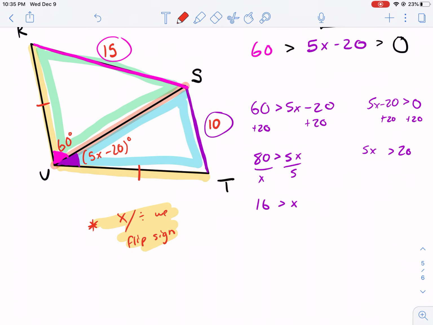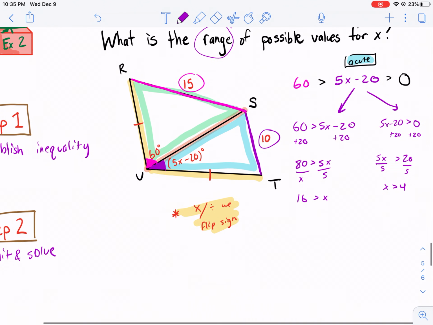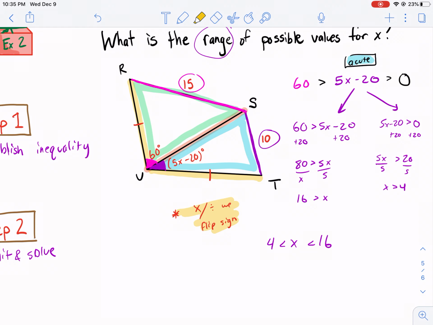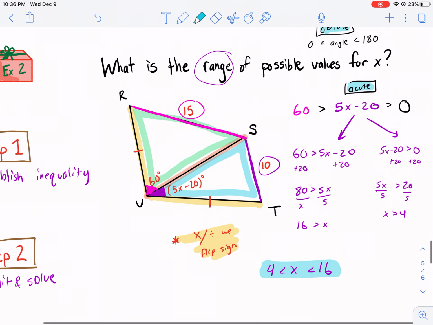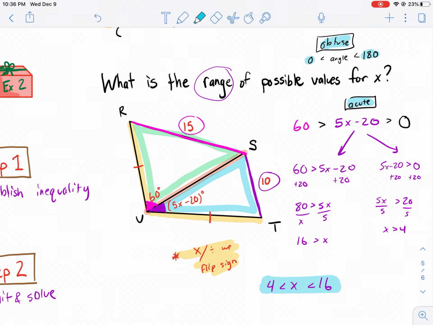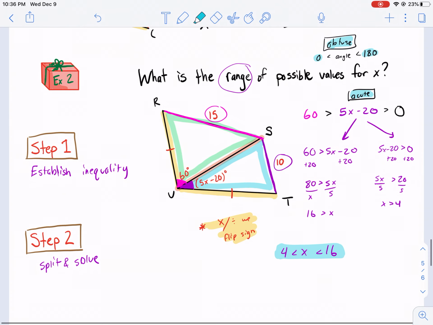Okay, so continuing where we left off, we split it into two inequalities, this one and this one right here, and now we're solving for x, and we get x needs to be greater than 4. So what is the range of possible values of x? X has to be bigger than 4, but it also has to be less than 16, okay? So you can combine the two and write it like this, and you're done. Very important that you make sure all your angles are between 0 and 180 if they're obtuse or acute. But this is how you do it.